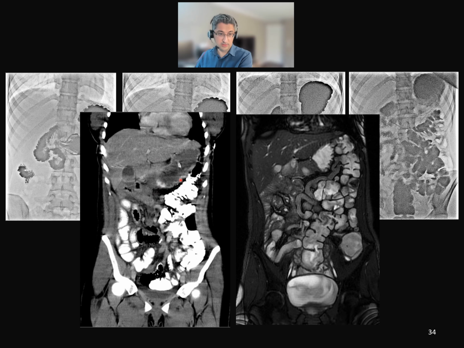And we can also demonstrate this rotation anomaly on CT. The small bowel is on the right, the colon is on the left. Also in the MRE, small bowel on the right side, colon on the left side.